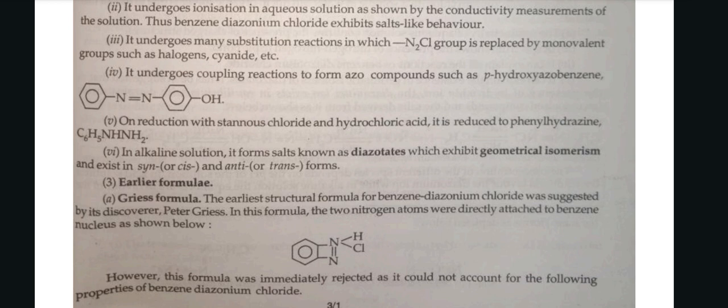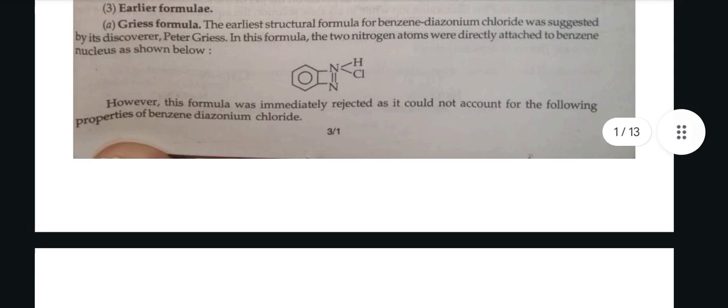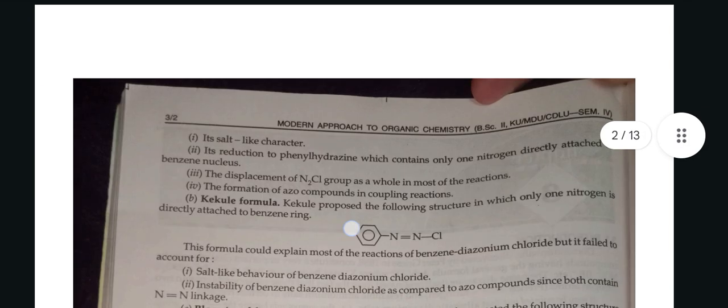Third, earlier formulas. A. Griess's formula. The earliest structural formula for benzene diazonium chloride was suggested by its discoverer, Peter Griess. In this formula, the two nitrogen atoms were directly attached to the benzene nucleus as shown below. However, this formula was immediately rejected as it could not account for the following properties of benzene diazonium chloride.